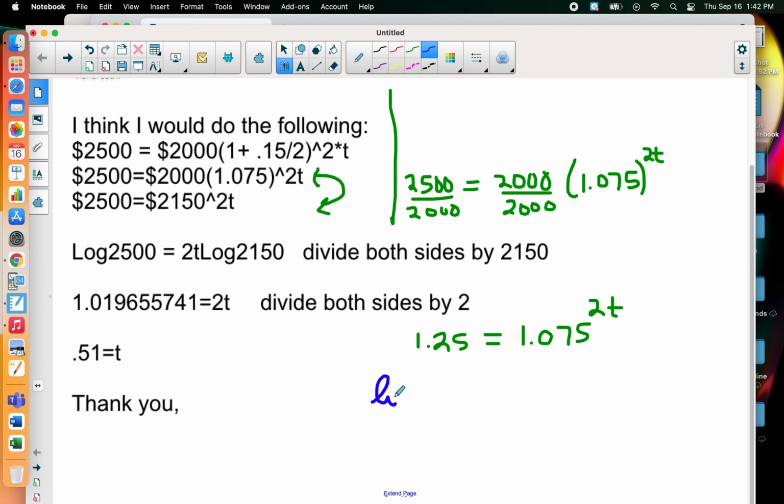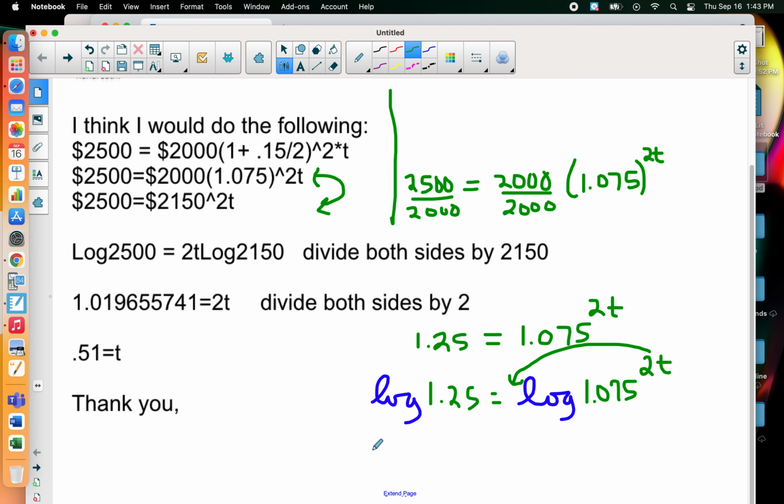So I'm going to put a log over here and I'm going to put a log over here because I'm trying to figure out what this exponent is. So the log of 1.25 is equal to the log of 1.075 raised to the 2t. Now, when it's in logarithmic form like this, we can use our power rule of logs and bring that power down to the front. And now we're cooking with grease.